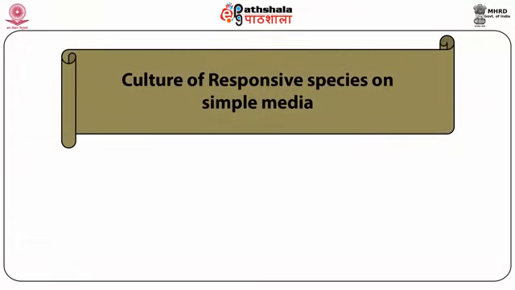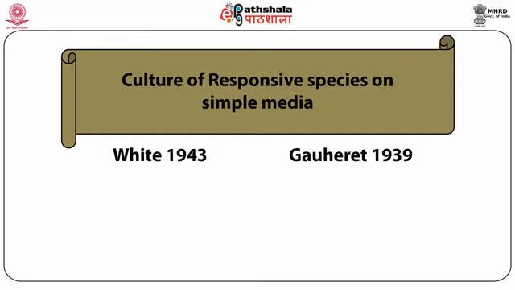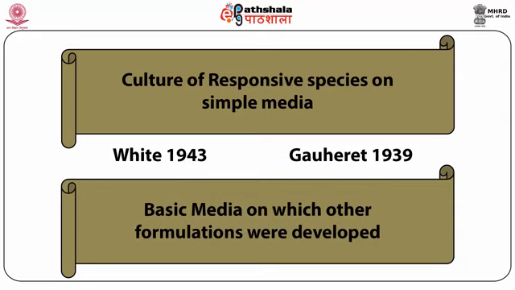I'd like to mention that the initial media which were prepared were very, very simple, and scientists succeeded at this stage because they were growing cultures of species which today we know are highly responsive. White, way back in 1943, and thereafter Gautheret in 1939, they were the first to develop a nutrient solution media on which all later formulations are based. I'll also like to mention that it's over a century of research on plant tissue culture media, but even today we can't say that there is any media which can be called universal. So therefore, all the time you have to test what will grow on what particular species.